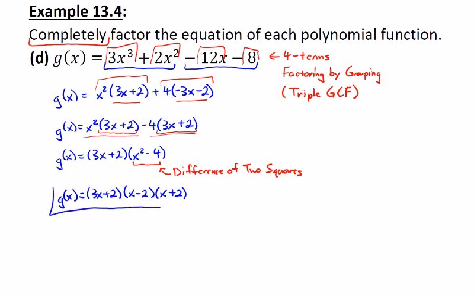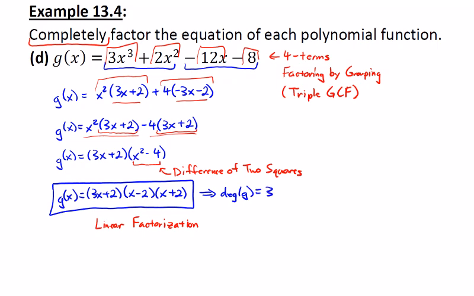This gives us 3 factors, and all of these factors are linear. This is a linear factorization. And this time I'm going to use the factored form to determine the degree. The degree of this polynomial is going to be 3. Since each one of these is linear and there's 3 of them, 1 plus 1 plus 1 gives me a total of 3.